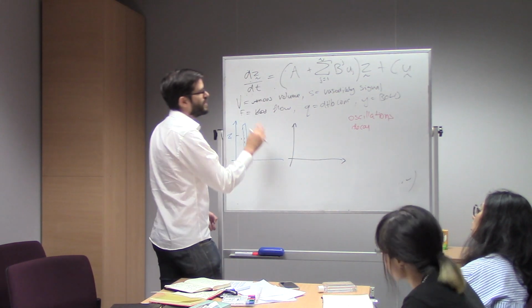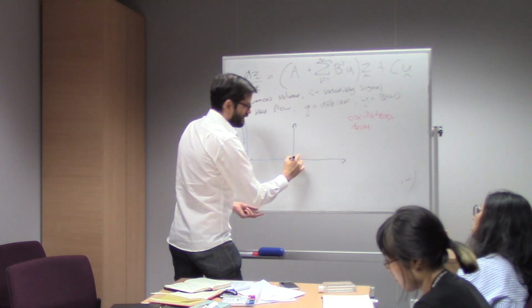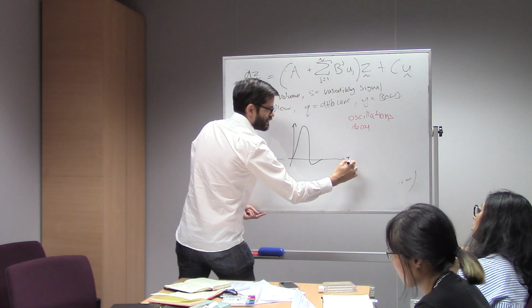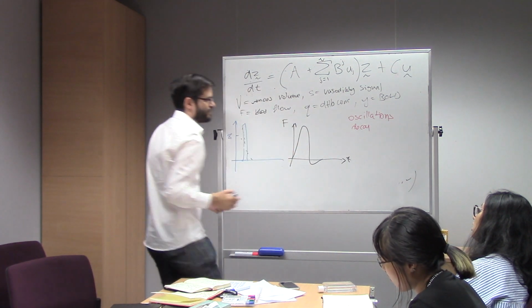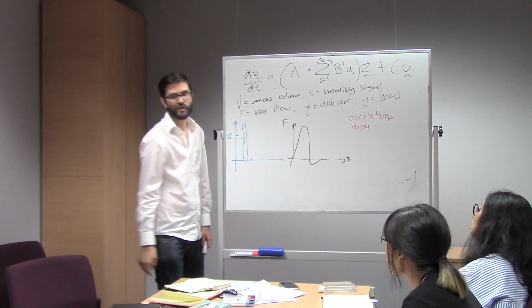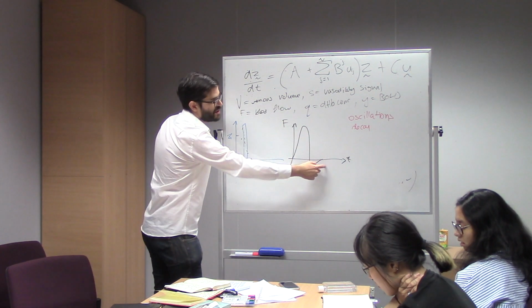Okay, flow, I'm just going to show what F looks like. F looks like this. Okay. So your change in blood flow increases and decreases and goes back to oscillation, back to baseline.